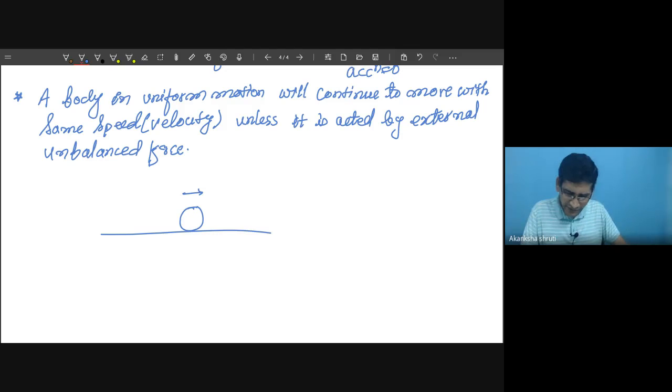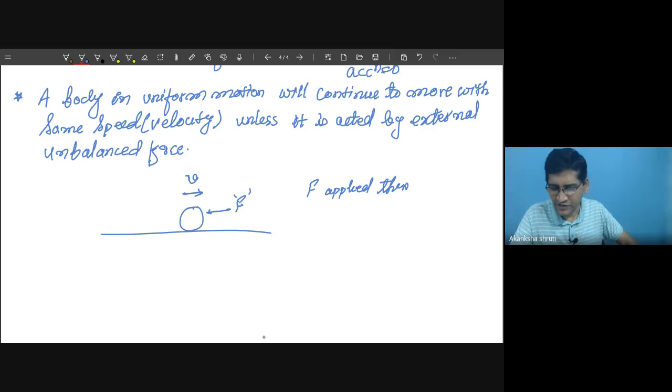So if an external unbalanced force is applied, then its speed can be changed. If there is no external force, then this speed will remain the same. So if a force F is applied, then its speed, or rather velocity v, changes.